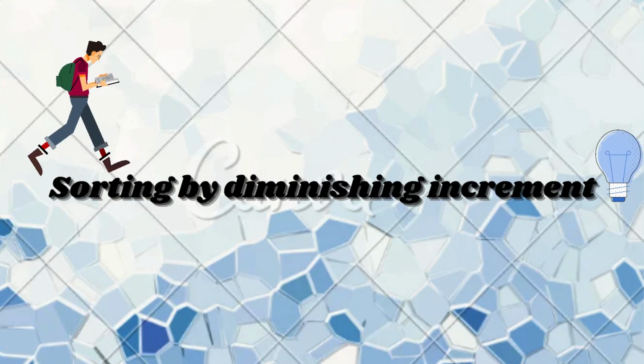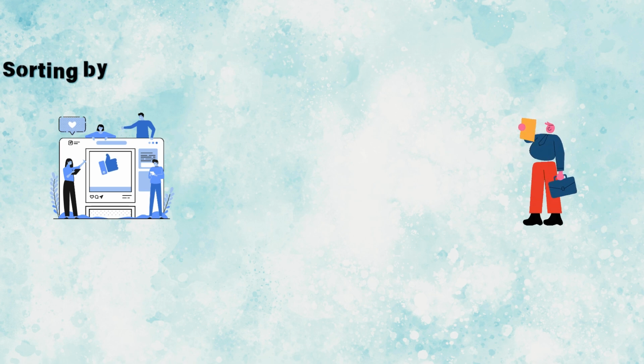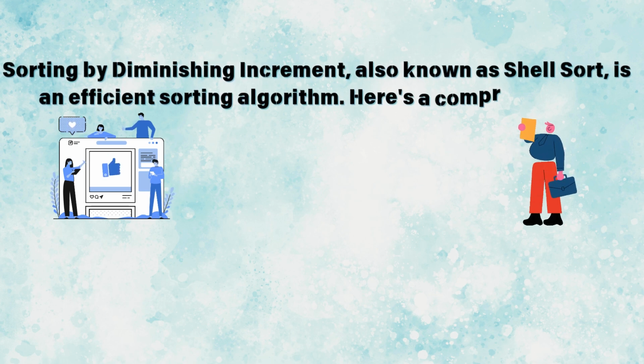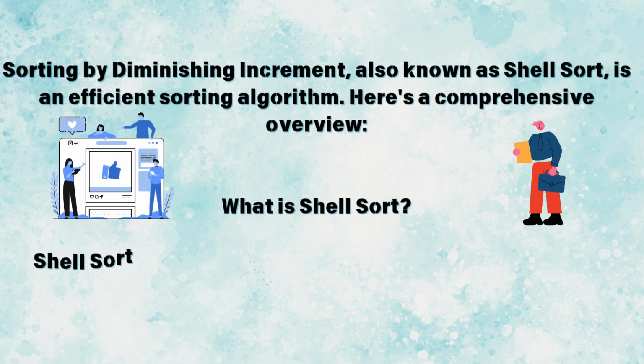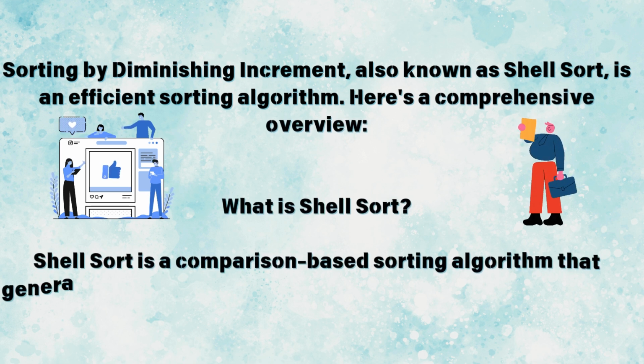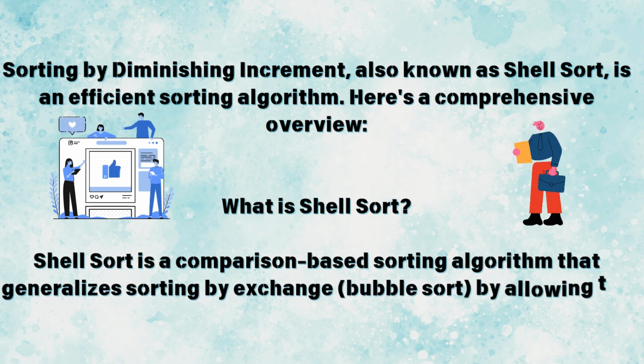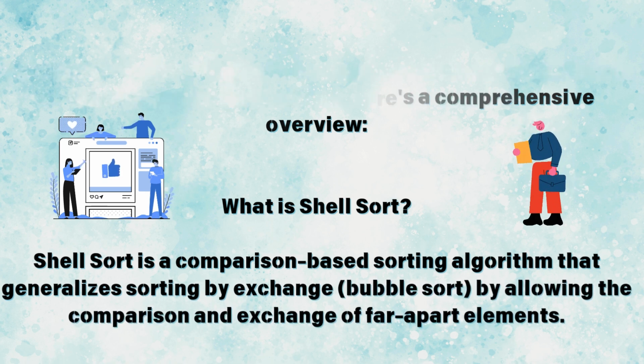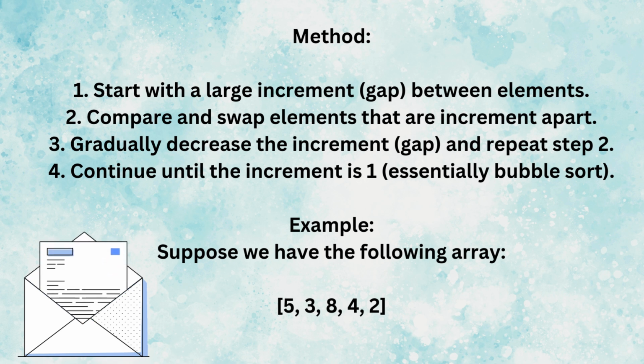Now let's see what is sorting by diminishing increment. Sorting by diminishing increment, also known as shell sort, is an efficient sorting algorithm. Here's a comprehensive overview. What is shell sort? Shell sort is a comparison-based sorting algorithm that generalizes sorting by exchange, bubble sort, by allowing the comparison and exchange of far-apart elements.